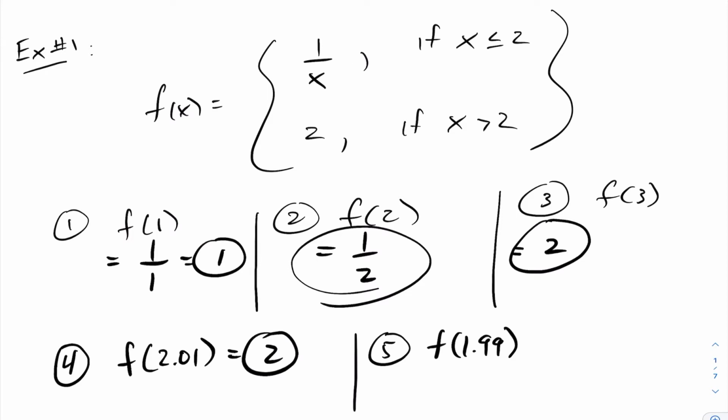On the other hand, if we evaluate the function at 1.99, what do we have? 1.99 is less than or equal to 2. So it's going to take on the reciprocal function, and this will be 1 divided by 1.99. Evaluating this, we get approximately 0.5.